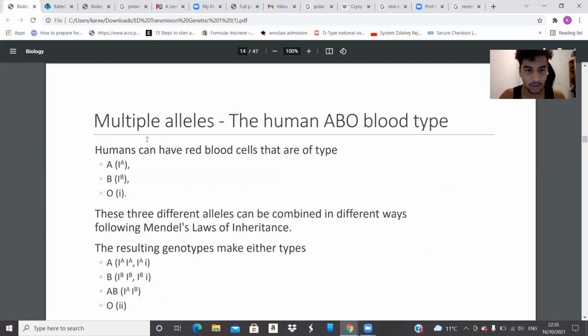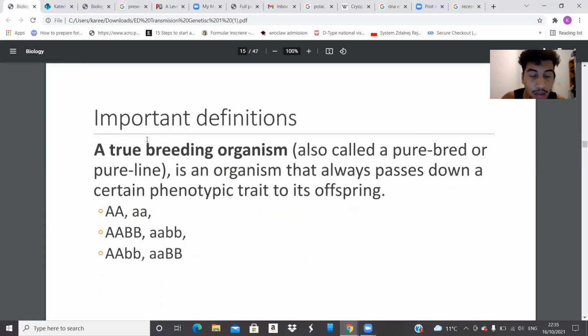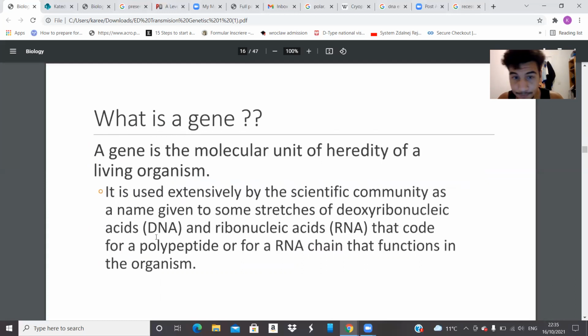And that's exactly what that says. So a true breeding organism is an organism that is homozygous. Okay, so any of the following combinations that are in this presentation are pure breeding.